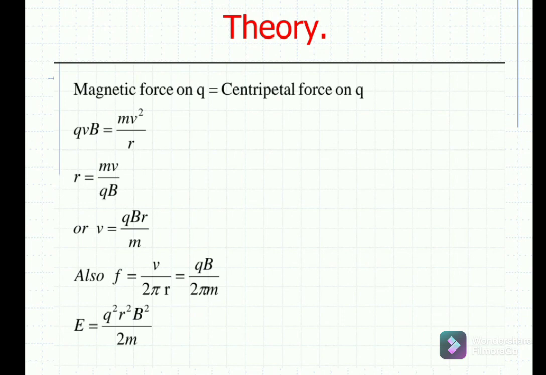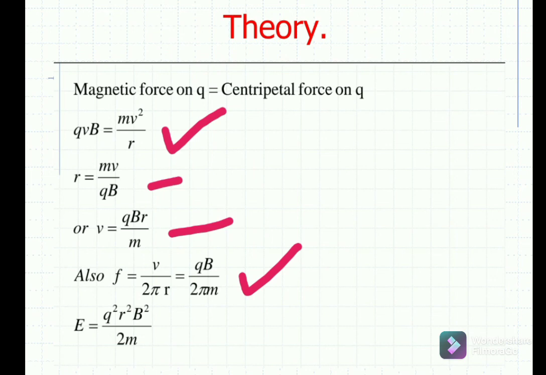Theory: the positive ion will continuously experience the perpendicular magnetic field that will make it move in a circular path. So we can write QvB equals to mv square by r. From this we will get the values of r and v, that is radius of the orbit of moving ion and also the velocity acquired by it. Also the expression for frequency, as frequency is equal to velocity of ion divided by circumference of its orbit. Therefore f equals to qB by 2 pi m.